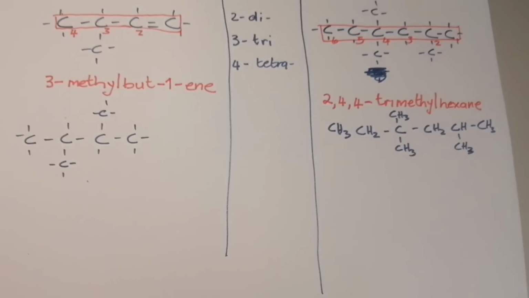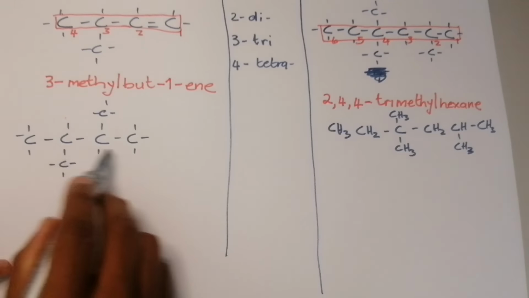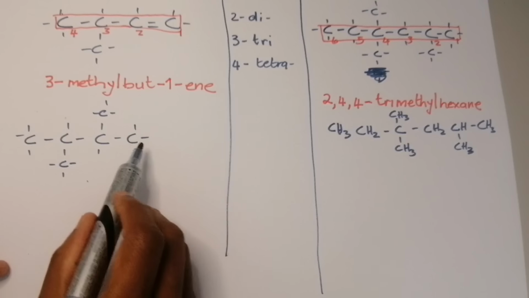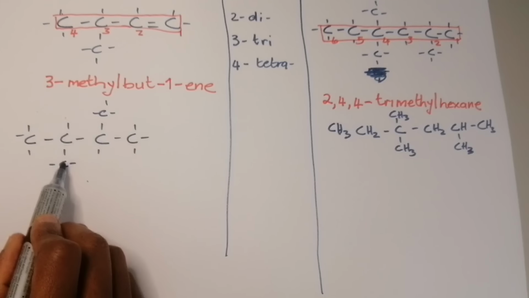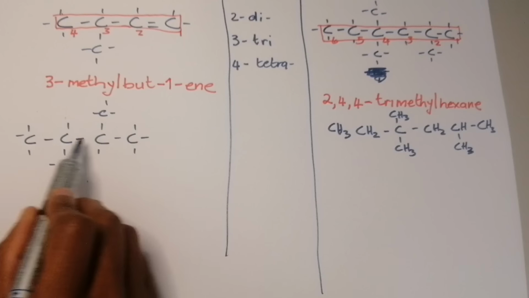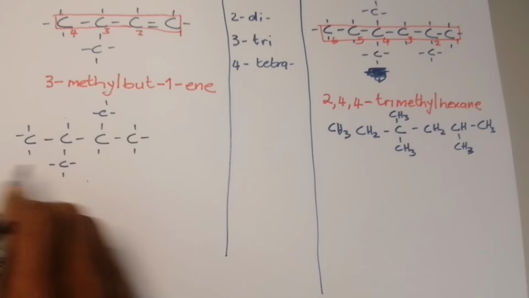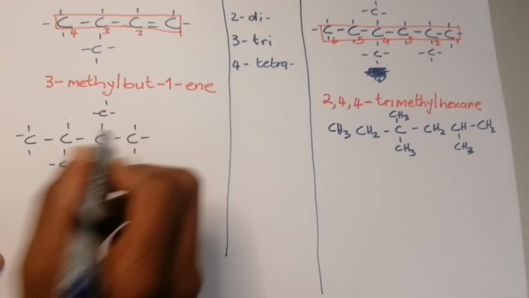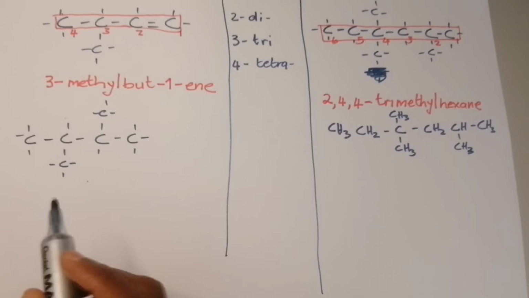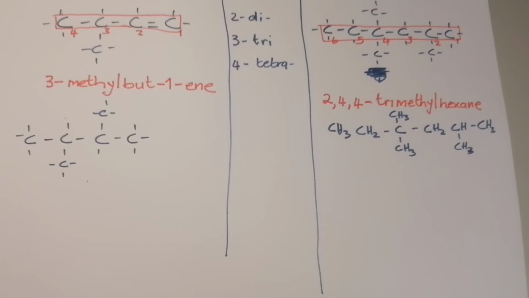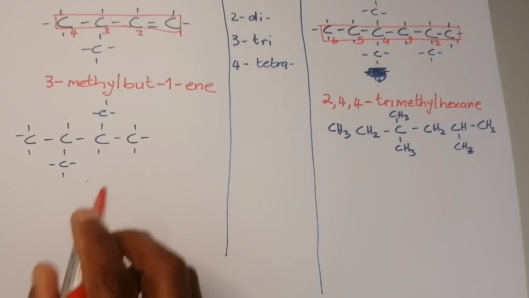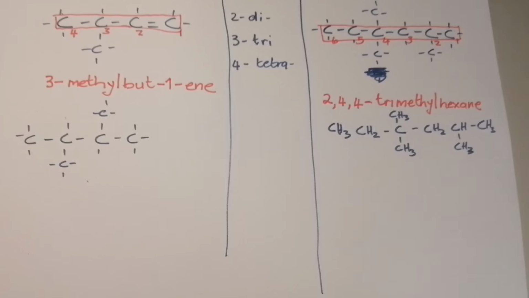Let's take that. So how do I name that? I'm going to say, well, what's my longest chain? You can say that's 1, 2, 3, 4. Okay, 1, 2, 3, 4, 1, 2, 3, 4. It doesn't matter which one you took, as long as it's the longest, and the longest there still remains 4.